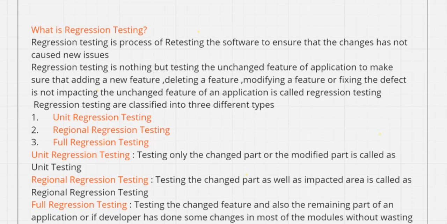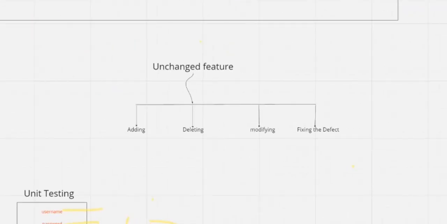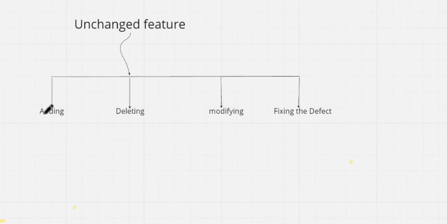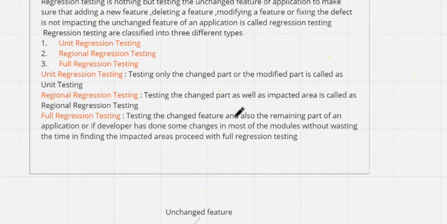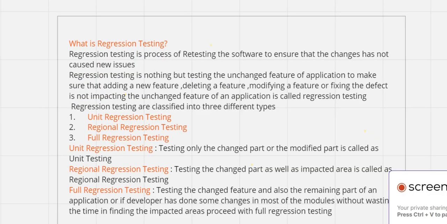So why are you testing the unchanged feature? You are going to test the unchanged feature because the developer might have added some feature, deleted some feature, modified some feature, or fixed some defect. So we test the unchanged features as a part of regression testing, to make sure that because of these four, my unchanged features are not impacted or affected. This is called regression testing.